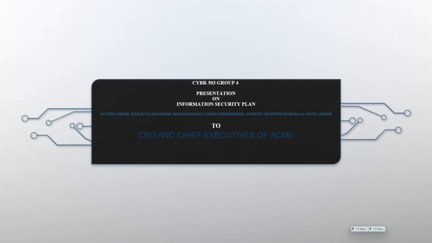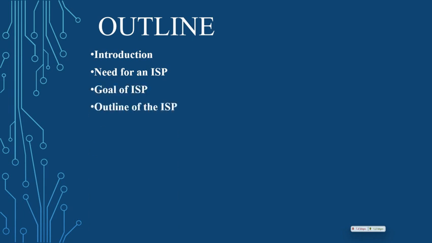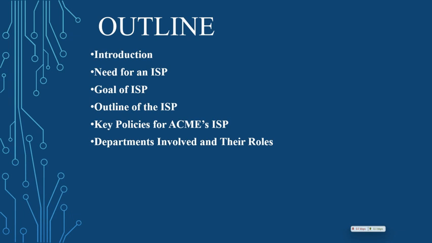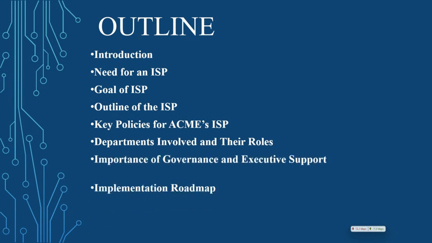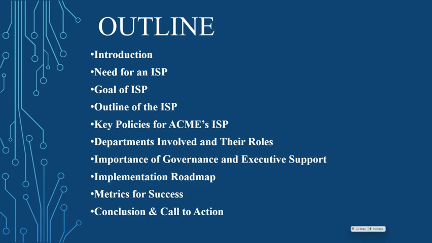And the second page is the outline: introduction, need for an ISP, goal of the ISP, outline of the ISP, key policies for ACME's ISP, departments involved and their roles, importance of governance and executive support, implementation roadmap, metrics for success, conclusion, and call to action. Thank you.